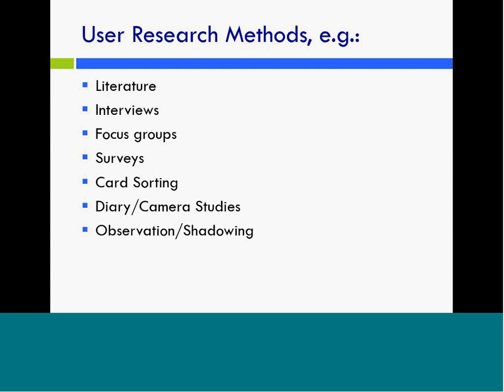And then there are some other techniques. One is called card sorting, which is basically where you give people stacks of cards and ask them to sort them in terms of what's most important to what's least important, or to group them into the things that go together. Some people do diary or camera studies where they ask people to document their own process. Sometimes you might do observation and shadowing, which is where you sort of glue someone next to them to do that process of documentation.